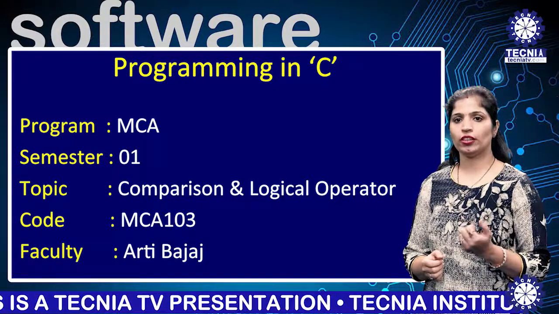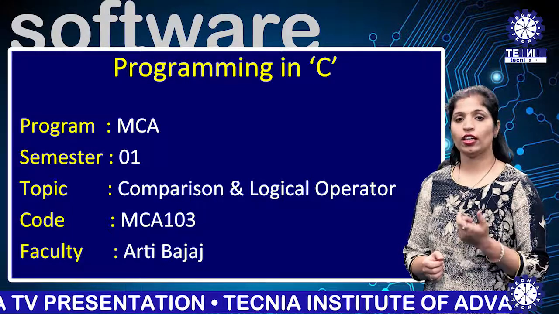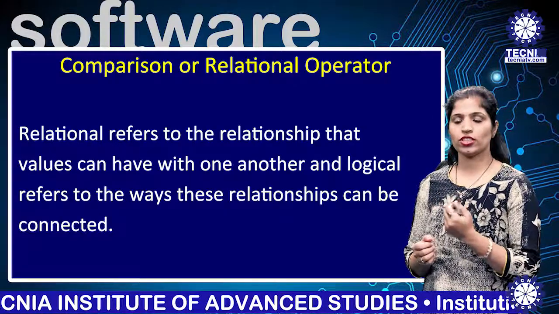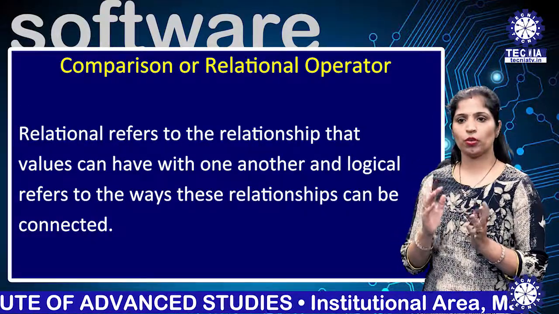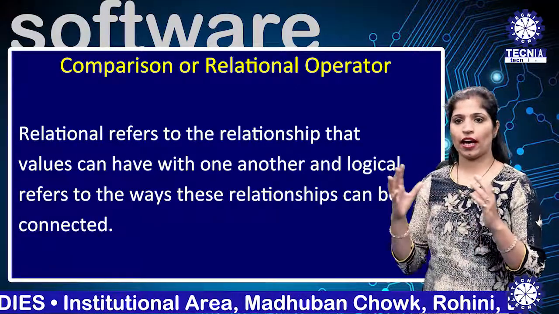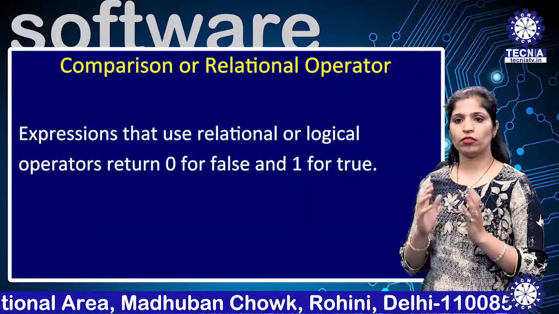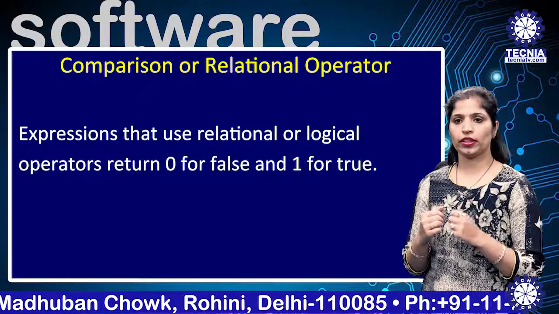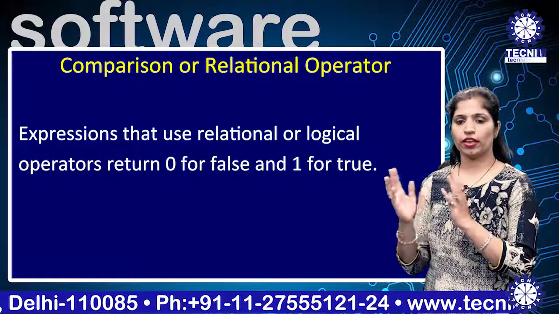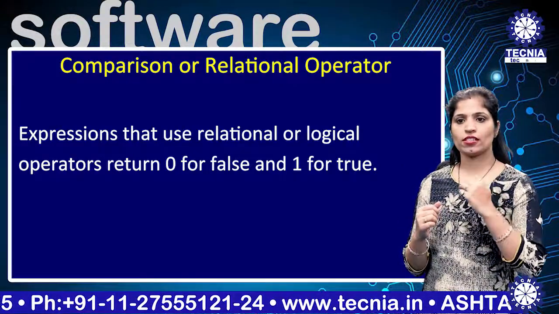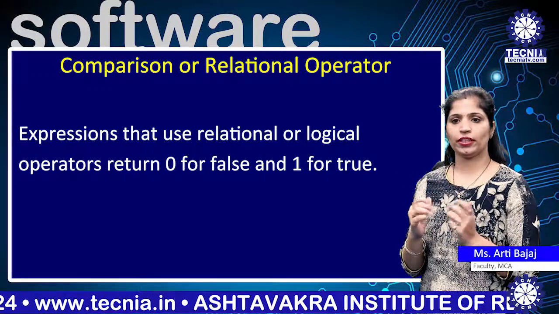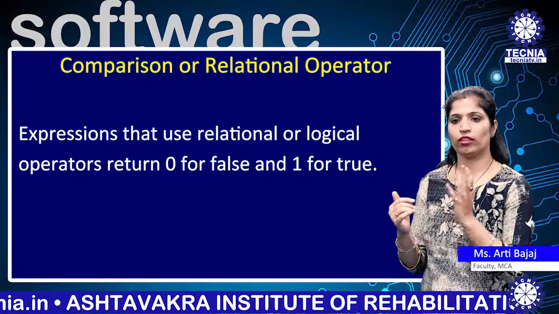Today I am going to deliver a lecture on comparison and logical operators. The comparison or relational operators define the relationship that values can have with one another, and the logical operators refer to the way these relationships can be connected. Most of the time, both of these operators work together. In C language, true is any value other than 0 and false is 0. Expressions that use the relational or the logical operators return 0 for false and 1 for true.